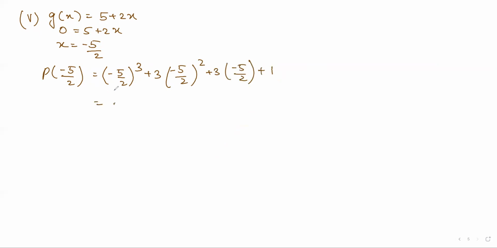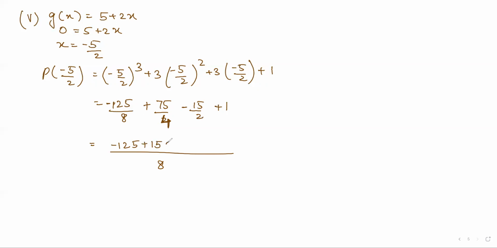This is equal to 5 into 5, 25 into 5, 125. This is minus of 125 upon 8 plus 5 into 5, 25 into 3, 75 upon 2 minus 15 upon 2 plus 1. Now, taking LCM, we have 8 as the LCM. This is 2 square, it should be 4. We are left with minus 125, 75 into 2, 150, minus 15 into 4, 60, plus 1.